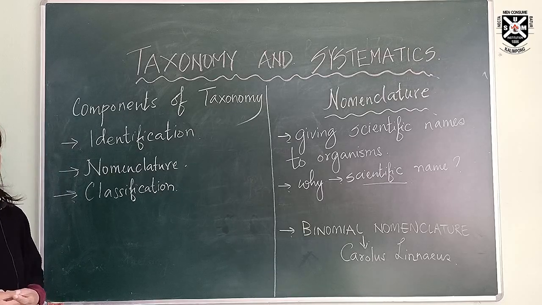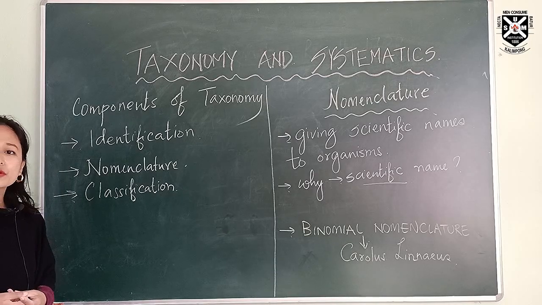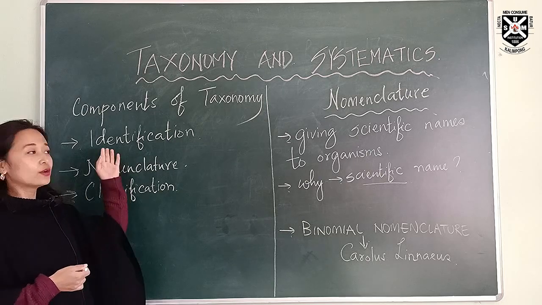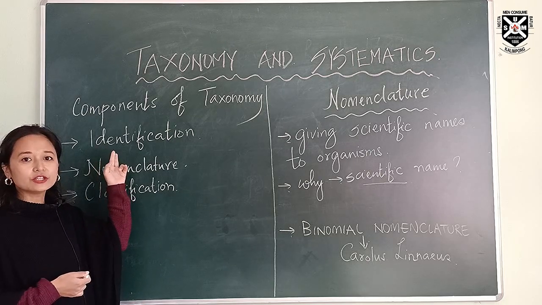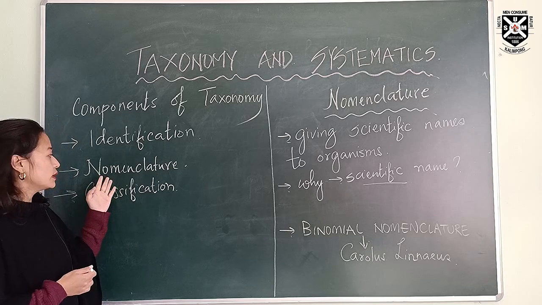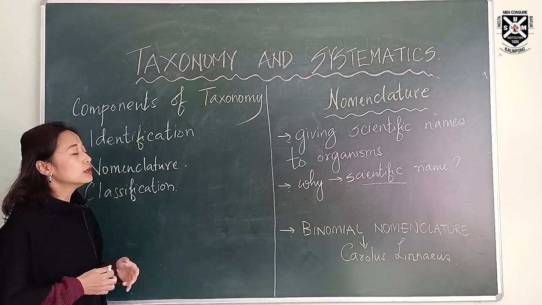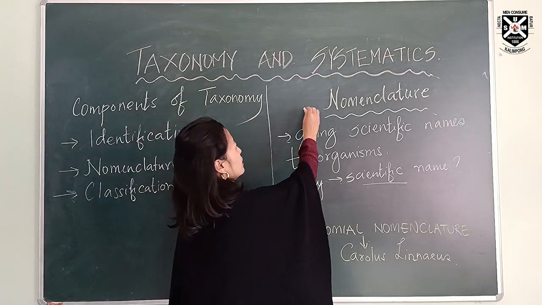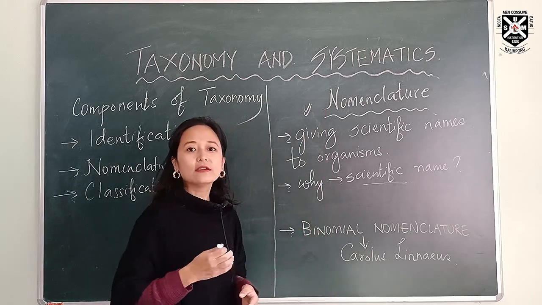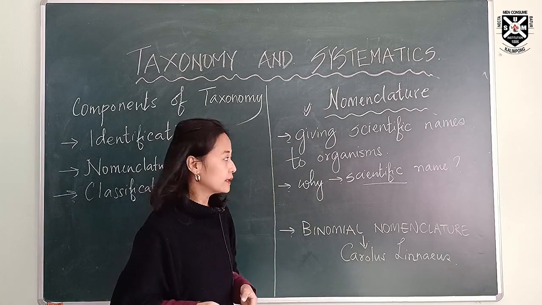So in the last class, we were discussing the different components of taxonomy, and we had already discussed identification. Today, we'll start with nomenclature and classification. So what is nomenclature? Nomenclature means giving scientific names to organisms.